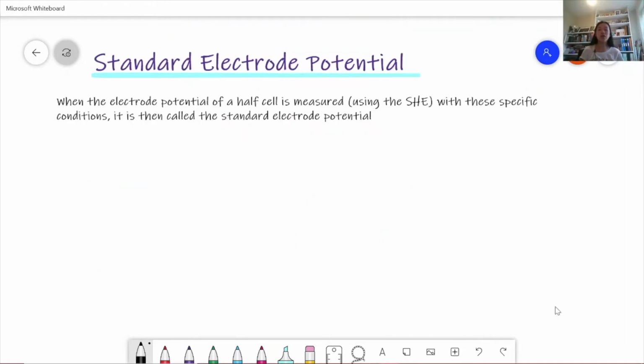So now we're going to talk about the standard electrode potential. If we connect up a half cell to the standard hydrogen electrode with these specific conditions, then the electrode potential that we record, so the EMF value, the voltage, can be called the standard electrode potential. So the first condition is that the temperature has to be 298 Kelvin.